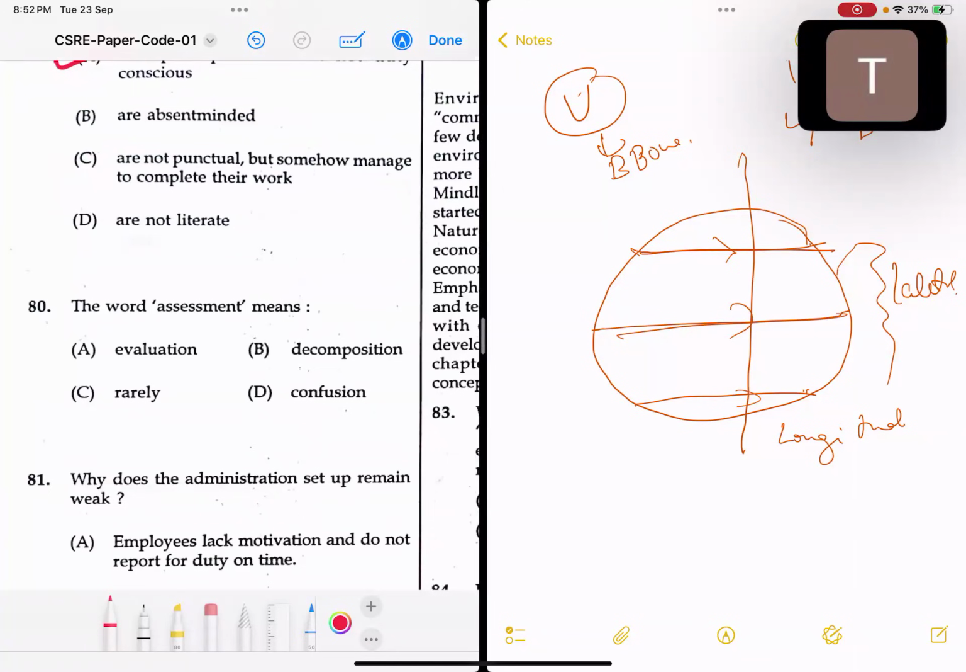Question number 80. The word assessment means, so when we say assess something, we simply mean to evaluate something, right?